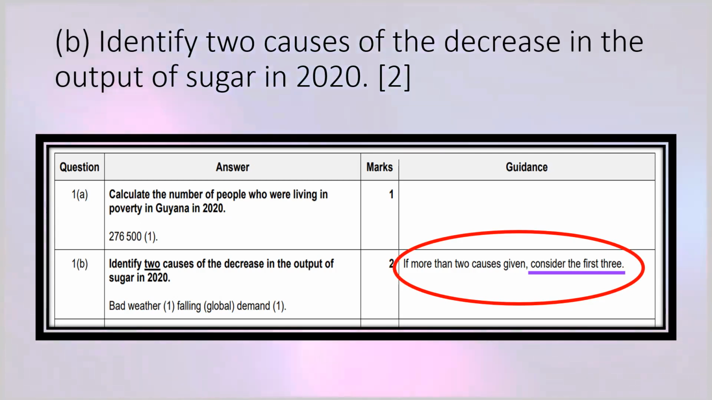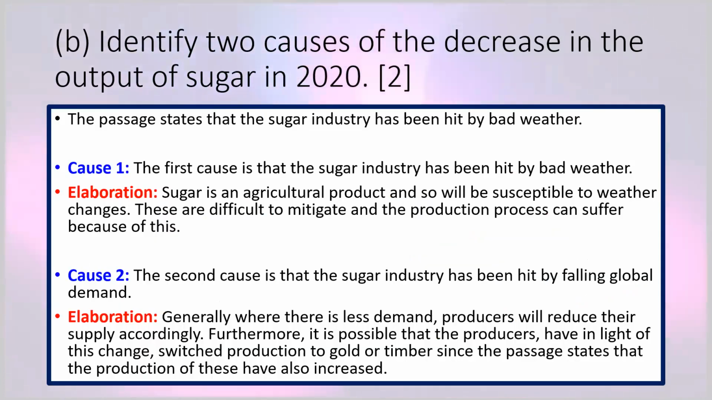So even if your answer is not in the mark scheme, like I always told you, part B says identify. So if you look at the mark scheme, the moment you say bad weather, I'm supposed to give you 1 mark. The moment you say falling demand, I'm supposed to give you 1 mark. But always take the effort. Now you see, I've come to the next screen. Take the effort to elaborate. I know it's only 2 marks, but what if your answer is not in the mark scheme?